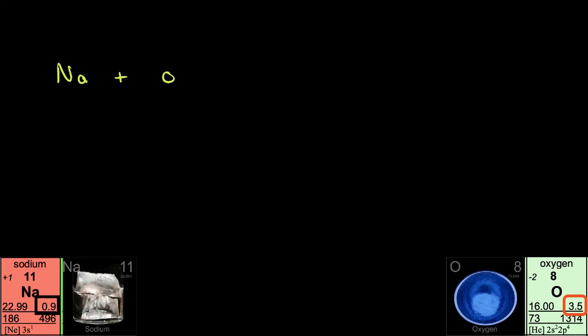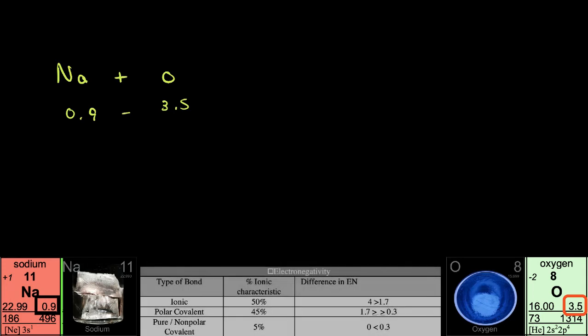Our next one, let's take a peek at sodium and oxygen now. Sodium and oxygen. The oxygen atom, its electronegativity is a 3.5, so it's a pretty attractive element. Sodium, on the other hand, not so attractive, so it doesn't want to pull electrons to it. Makes sense because it's an alkali metal, and it wants to give away electrons. So our change here is a 2.6. So that's definitely going to be an ionic bond that's going to form.